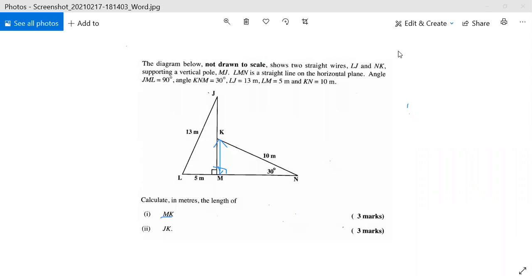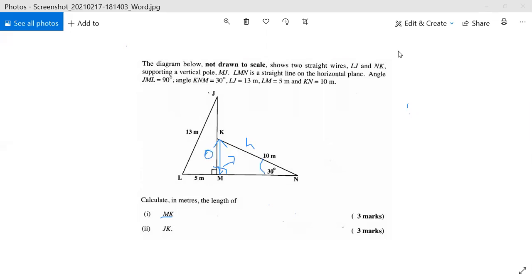So how will we go about that? Well, this long side, as we said before, is the hypotenuse, the side facing the 90-degree angle. And then we have MK, which is the opposite, because it is the one facing the given angle that we have here. So this is the opposite side.